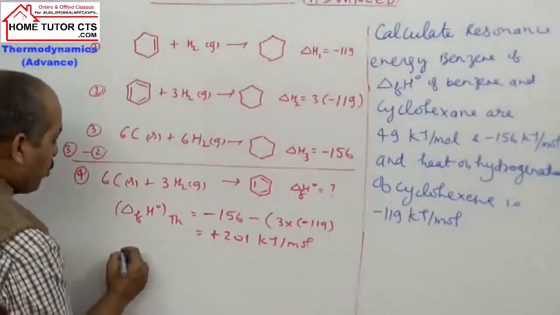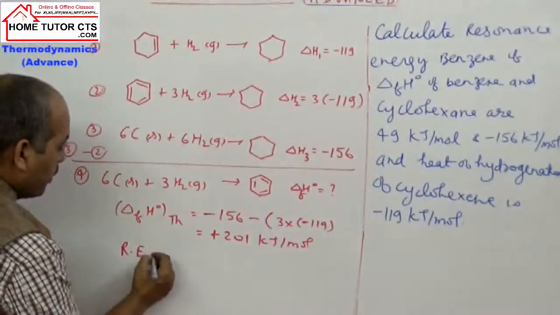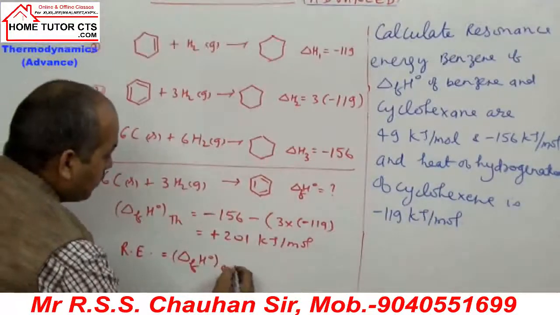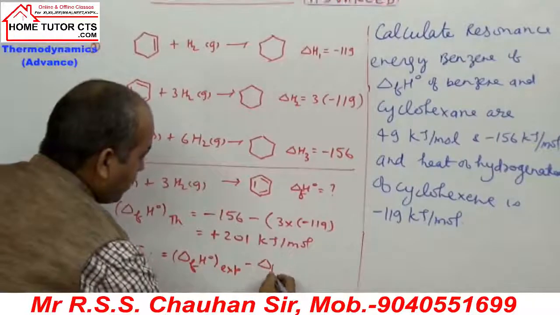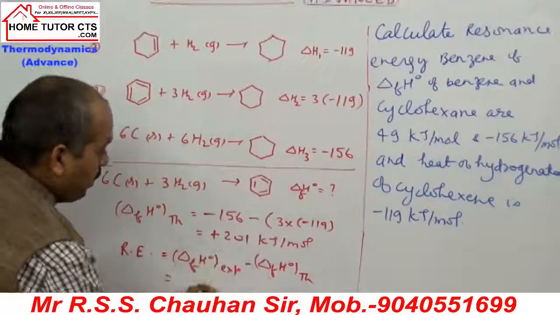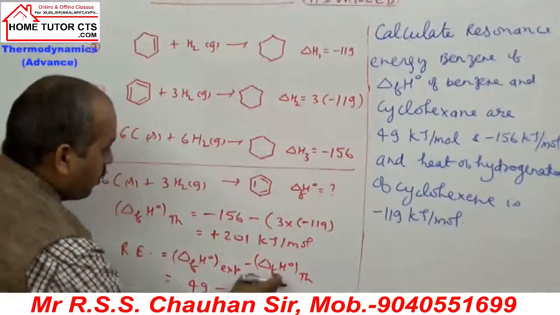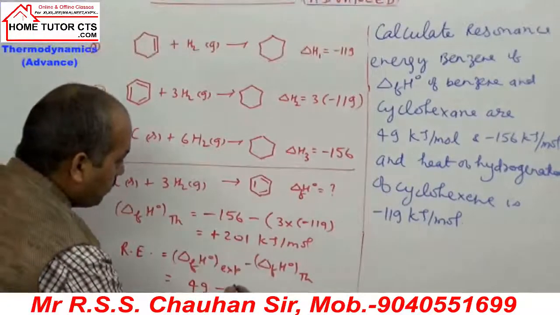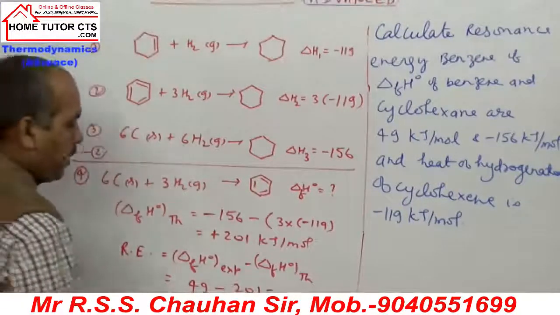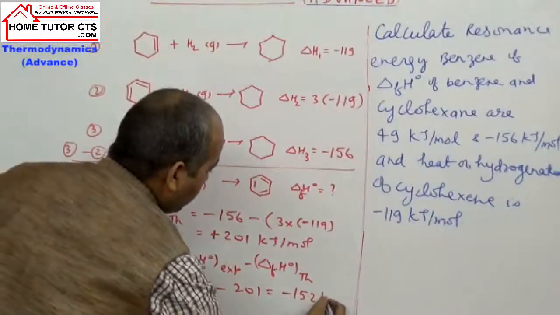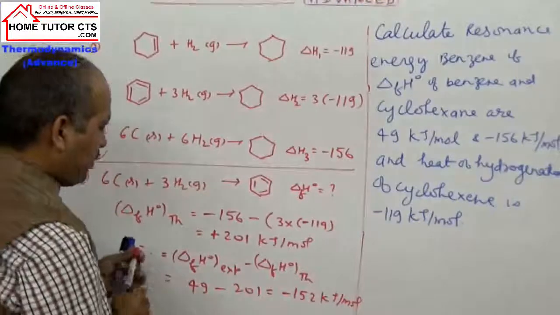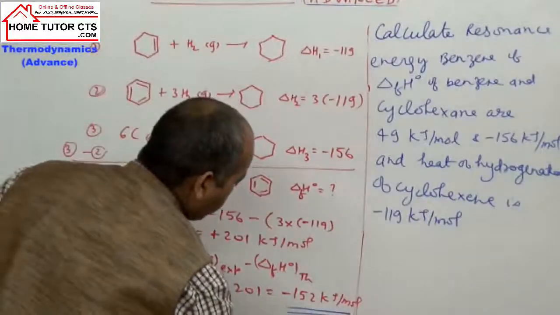Therefore, we can write here what the molecule's resonance energy is. It is the heat of formation experimental minus the heat of formation theoretical. What is the experimental formation value? 49 kilojoule. What is the theoretical value? 201. On solving, how much does this value come to? Minus 152 kilojoule per mole. This becomes the answer for this question.